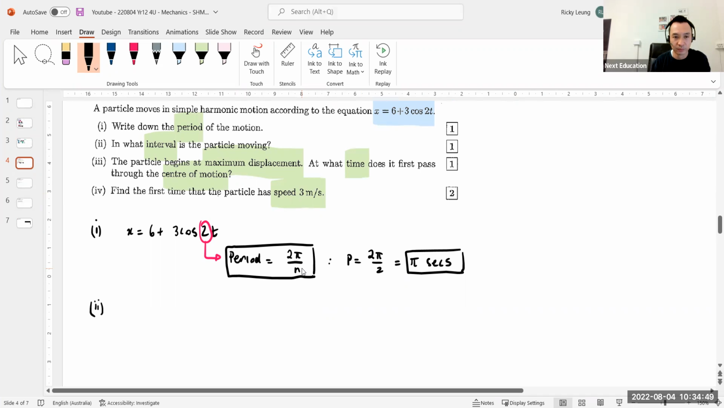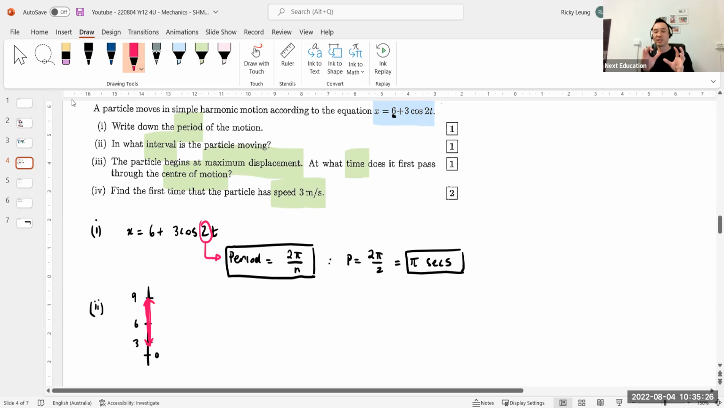Part 2, interval. Remember, if it's simple harmonic, I know the center of motion here is 6, because it's a cos graph shifted up by 6. Picture it sideways, where this is 0. And if the amplitude is 3, I know that 9 and 3 would be the interval. So without doing much math at all, my simple harmonic motion is oscillating between 3 and 9, just by my understanding of a trig graph.